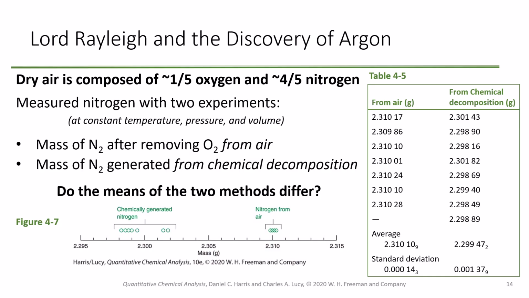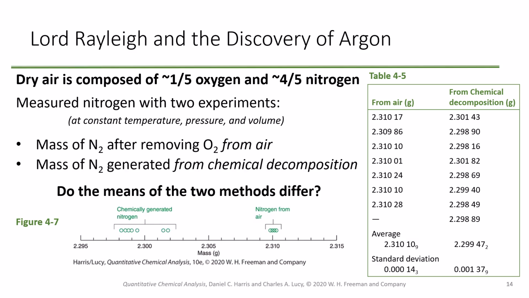Okay, let's practice. So Lord Rayleigh and the discovery of argon. Dry air is composed of around 1/5 oxygen and 4/5 nitrogen. He measured nitrogen with 2 experiments. Experiment 1 measures the mass of nitrogen after removing oxygen from air. Experiment 2, mass of nitrogen generated from chemical decomposition. Do the means of the two methods differ?